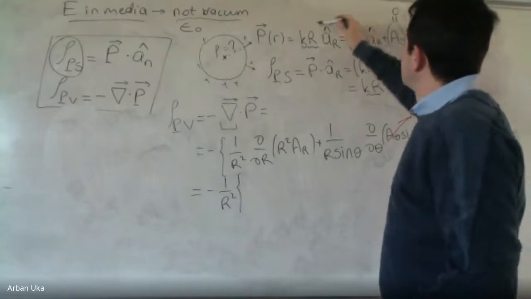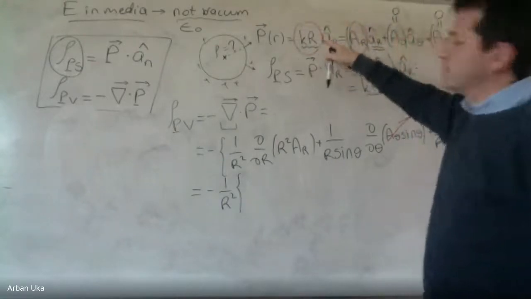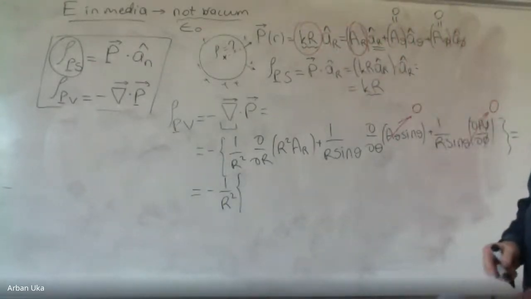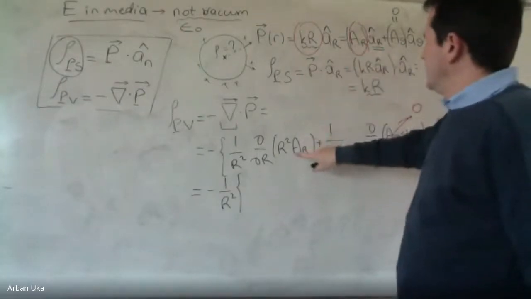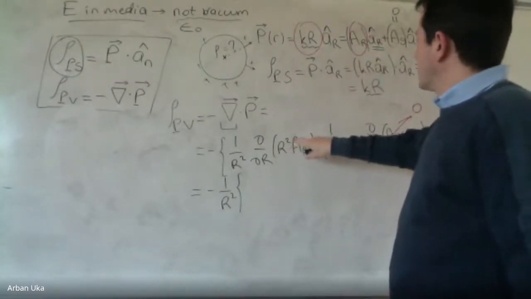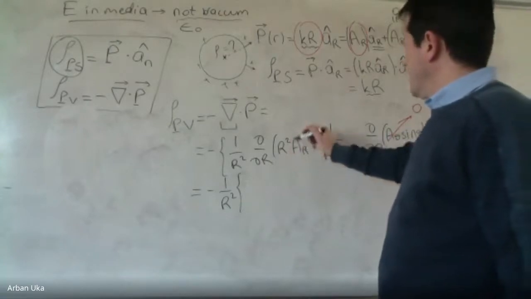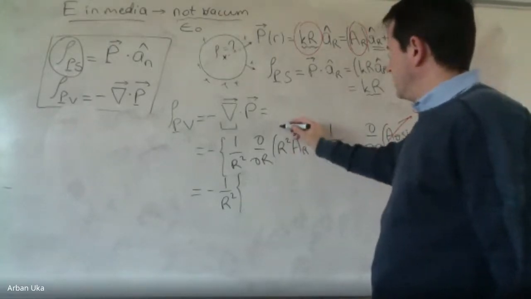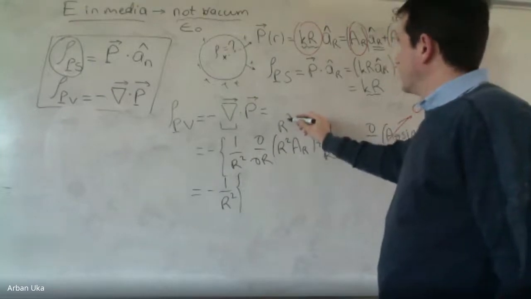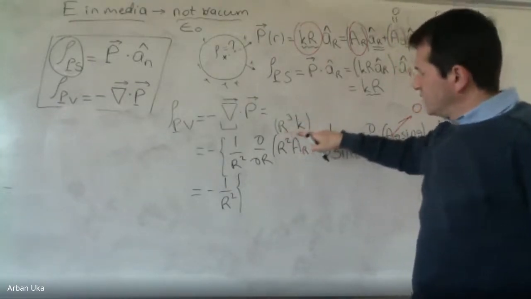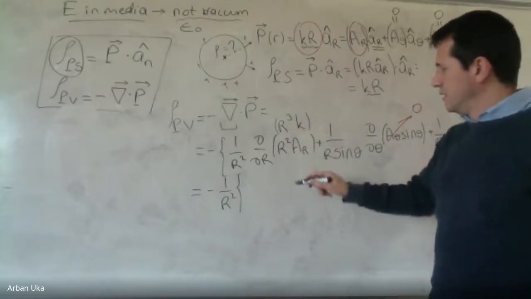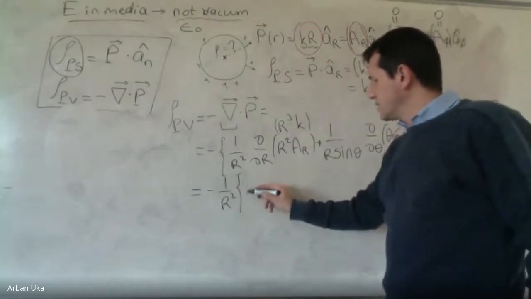AR is this and this, okay? So the expression that we were given initially, we substitute this AR, and what is AR times R squared? This is going to be R cubed times K, okay? So the derivative of R cubed times K, K is a constant.